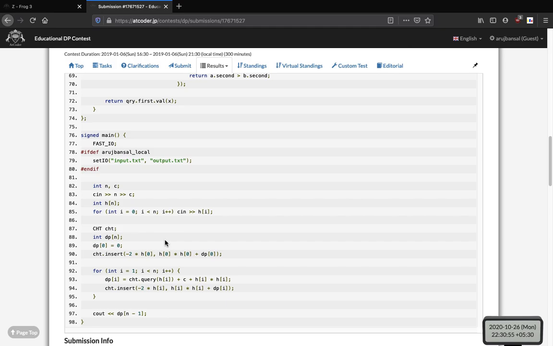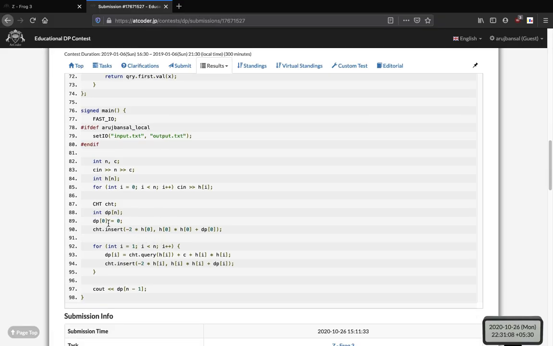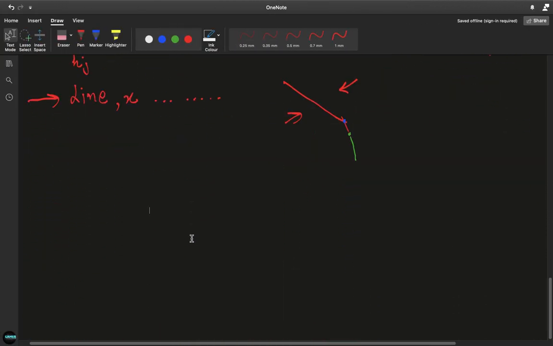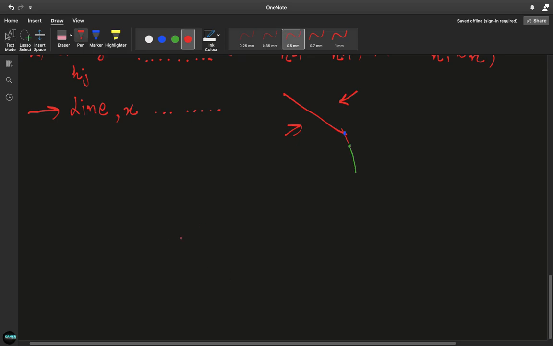And the rest of it is basically what I showed you at the start of the video, how we changed the recurrence into the equation of y is equal to mx plus c. So we maintain this DP array. We're at the first node, so 0 based indexing again. DP of 0 is equal to 0, since there is no cost reached there, we're already at it. And now, let's see how you insert new lines.